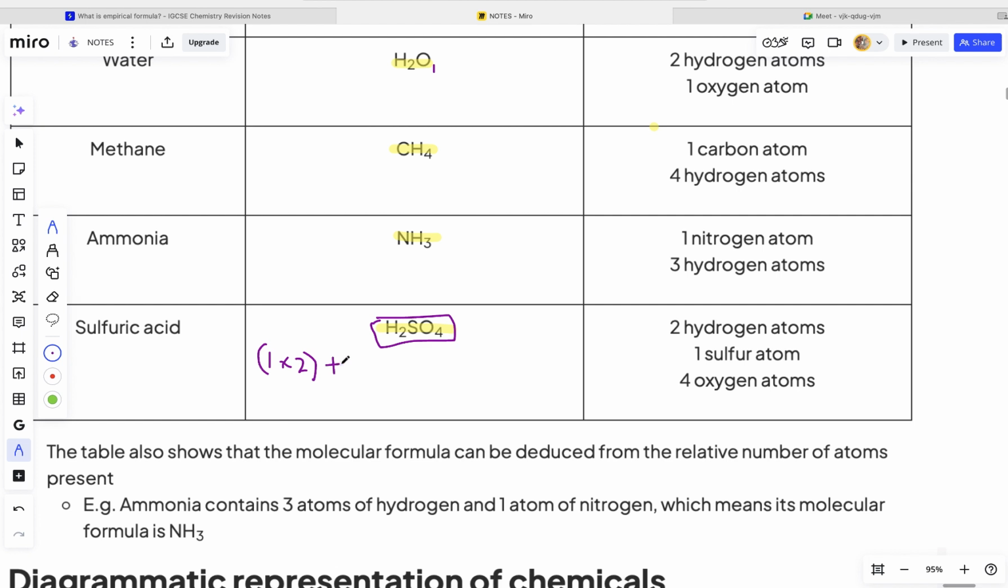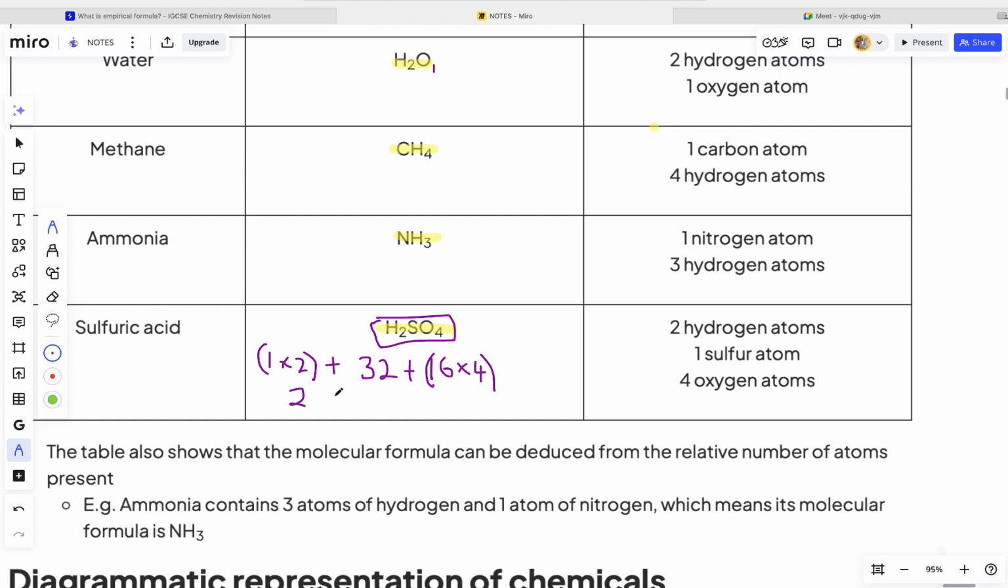sulfur, the relative atomic mass of sulfur is 32, multiplied by 1. No need to say multiply by 1, it's the same thing. Plus oxygen, the relative atomic mass of oxygen is 16, multiplied by 4 atoms. There are 4 atoms of oxygen here, so we multiply by 4, and we're going to get 64.